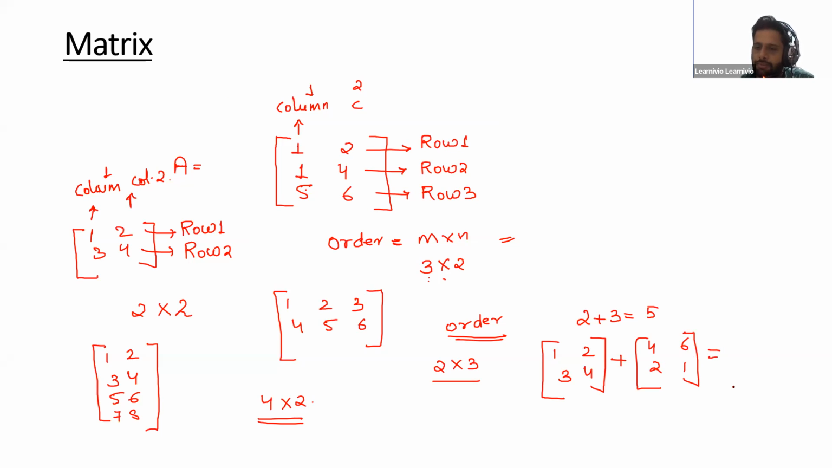And how can we add the matrices? We add 1 with 4, so this is 5. Then 2 with 6, we get 8. 3 with 2, this is 5. And 4 with 1, we get 5. This is clear, Abdul and Huzafa? Yes, sir. Okay, great.